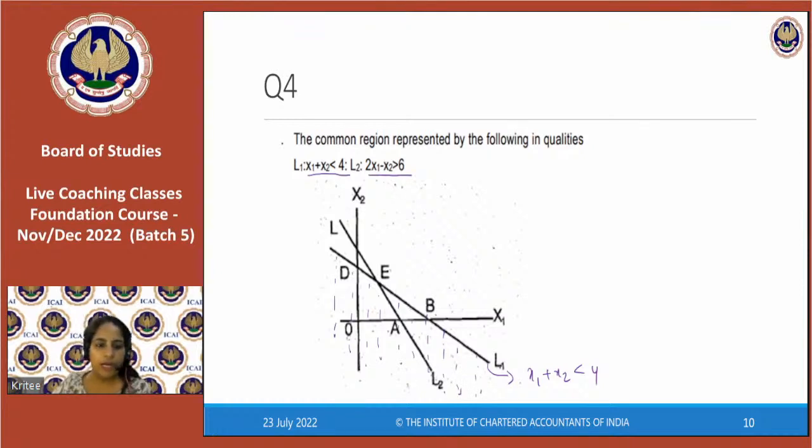Okay. The other equation is L2, represented by this line. It is 2x1 minus x2 to be greater than 6. So if I substitute the value 0, 0 is not greater than 6. Hence the shading of this region will go upward. So if you see, what is the common region here? How do I represent the common region? Common region is this part.